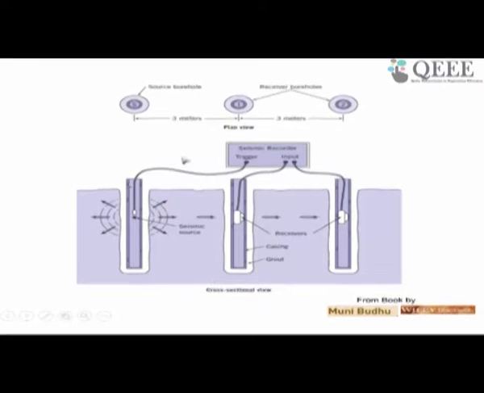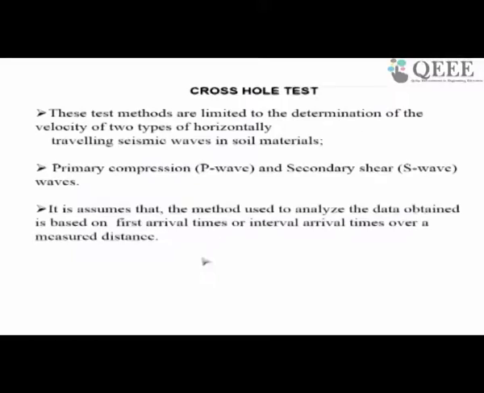As you can see here, the borehole is there, and we also have some casing. Sometimes in soil the borehole may not be stable, so you need some kind of casing as well. Now, these test methods are limited to the determination of the velocity of two types of horizontally traveling seismic waves in soil material, the P wave and the secondary wave, the S wave. As I mentioned, in seismic waves we mostly focus on P waves and S waves. Both can be characterized using this technique.